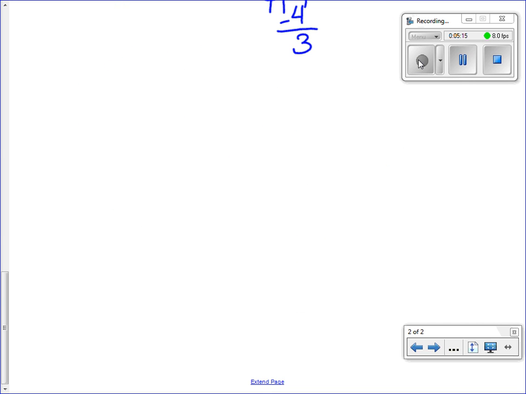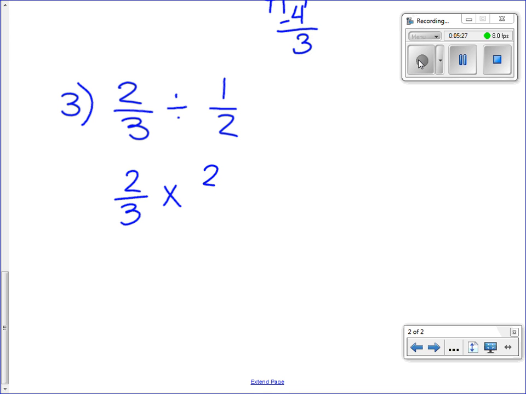And the last one I'll review with you is number 3. It's 2/3 divided by 1/2. We want to do keep, switch, flip. This one has nothing that will cross cancel. So if that's the case, all you do is just multiply across. 2 times 2 is 4. 3 times 1 is 3.